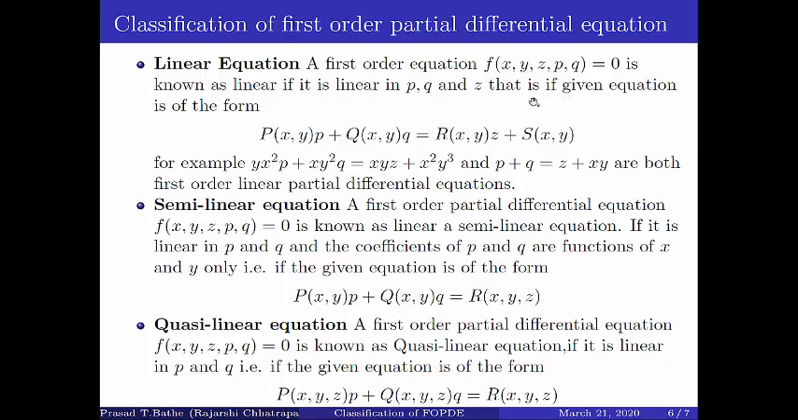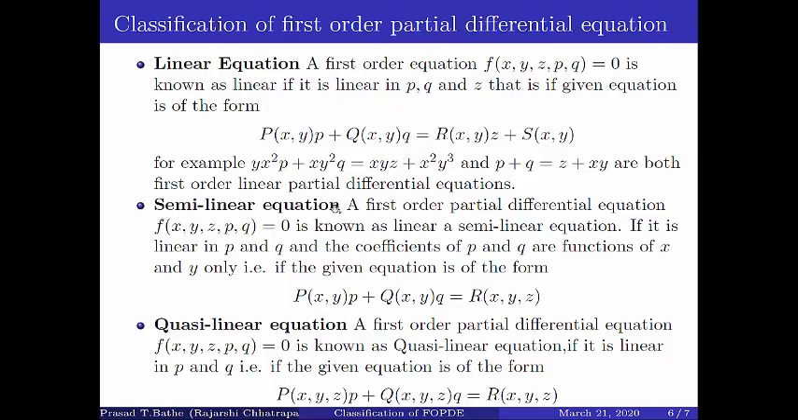That is, if the given equation can be rewritten in the form P(x, y) p + Q(x, y) q = R(x, y) z + S(x, y). Let us see some examples of linear equations. yx²p + xy²q = xyz + x²y³ and p + q = z + xy are both first order linear partial differential equations.